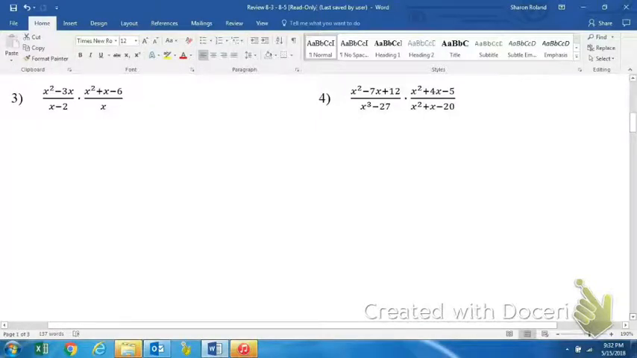Okay, when you're multiplying binomials and trinomials together, let's factor them first. In the numerator, an x comes out, and you're left with x times x minus 3, divided by x minus 2, times, the x stays on the bottom, but the numerator factors.